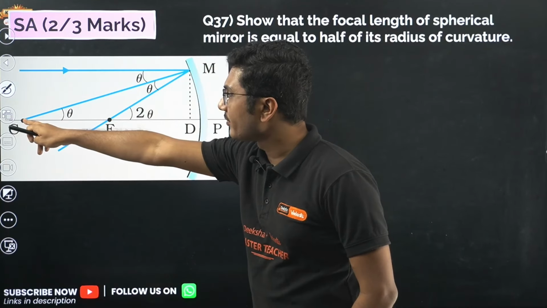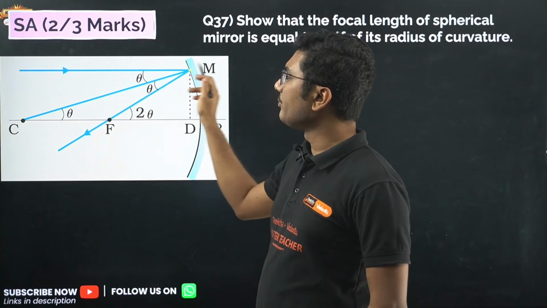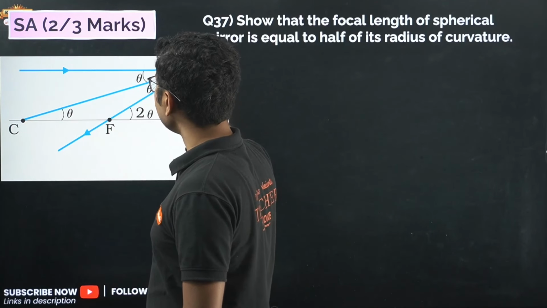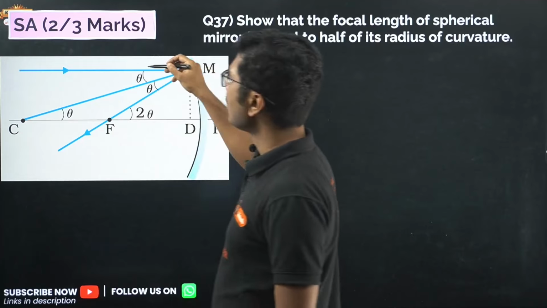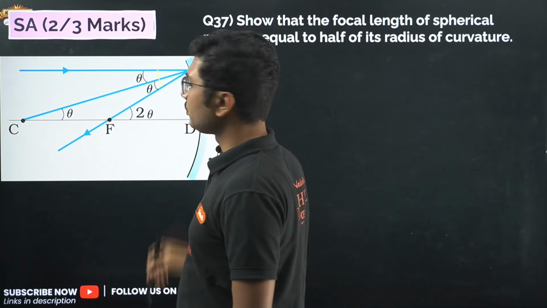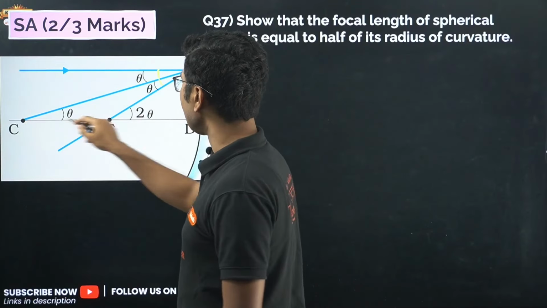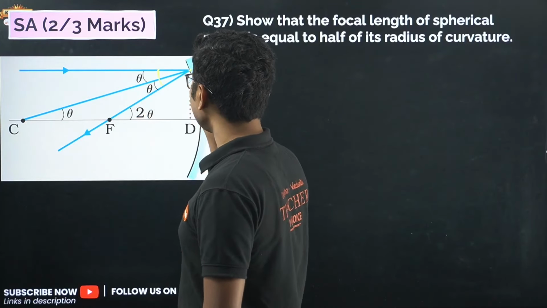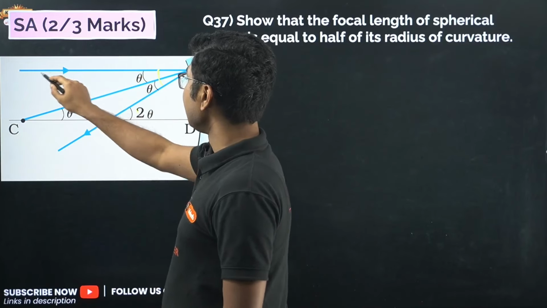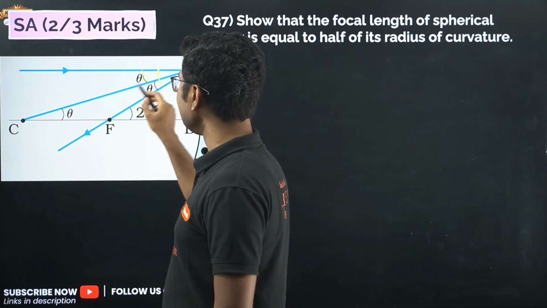Now if you join the center of curvature and the point of reflection, that will give you the perpendicular. This is the normal, and this is the angle of incidence, this is the angle of reflection. So angle of incidence should be equal to angle of reflection, right? And the total angle is 2 theta. If this angle is 2 theta, then these two are parallel lines, this is the bisector, so this is an alternate angle. Alternate angle means this will also be theta. Again, these two are parallel and this is a bisector, so the alternate angle in this case is theta.